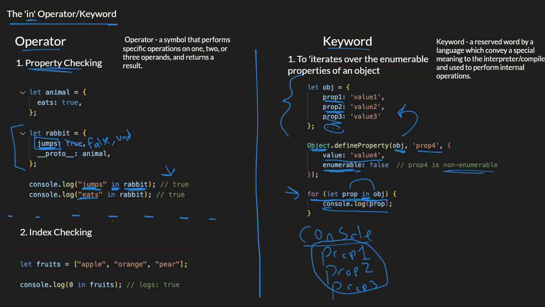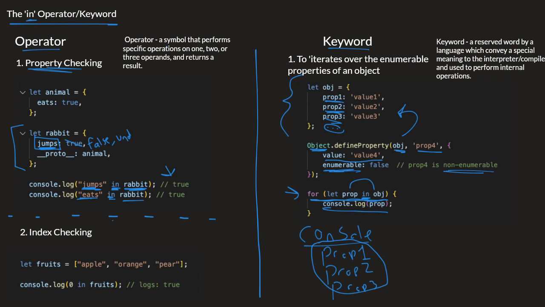Now, what about eats? So eats is the property name, is eats in rabbit? And it's not directly in rabbit, but the in keyword will work to see if a property is directly in an object or if it's in an object's prototype chain. So what exactly does that mean?